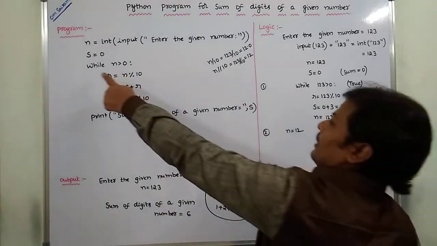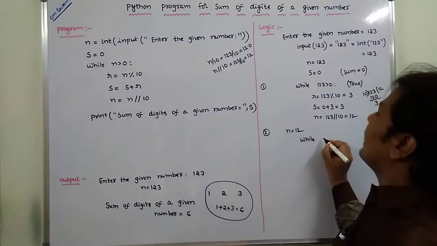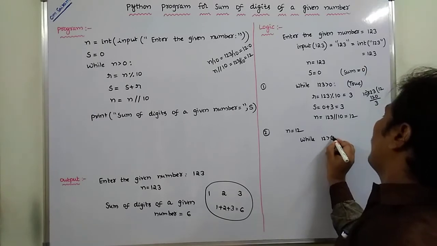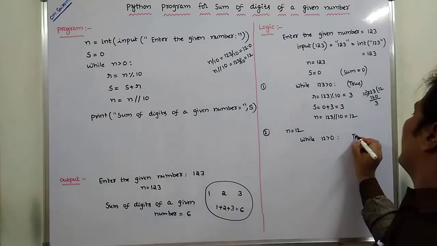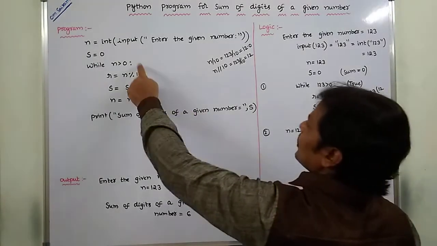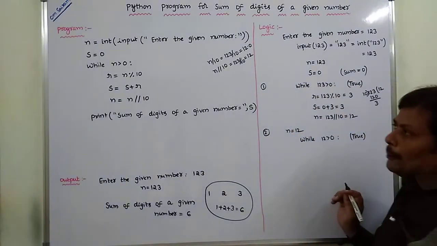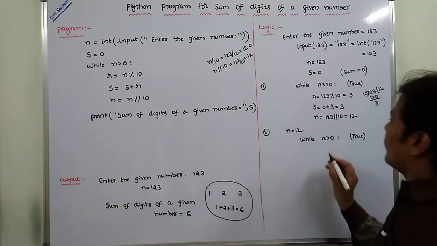Okay. Next one. While N greater than 0, that is 12 greater than 0, condition is true. Okay. If the condition is true, again the control goes to the statements within the while loop. That are 3 statements are there.